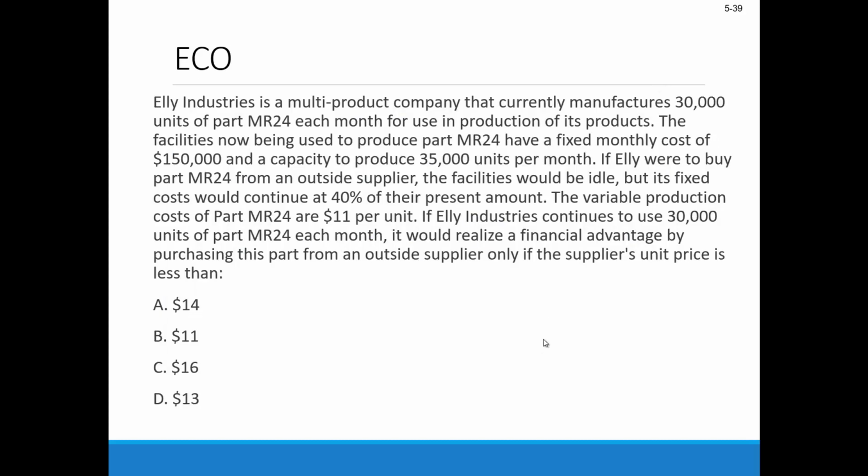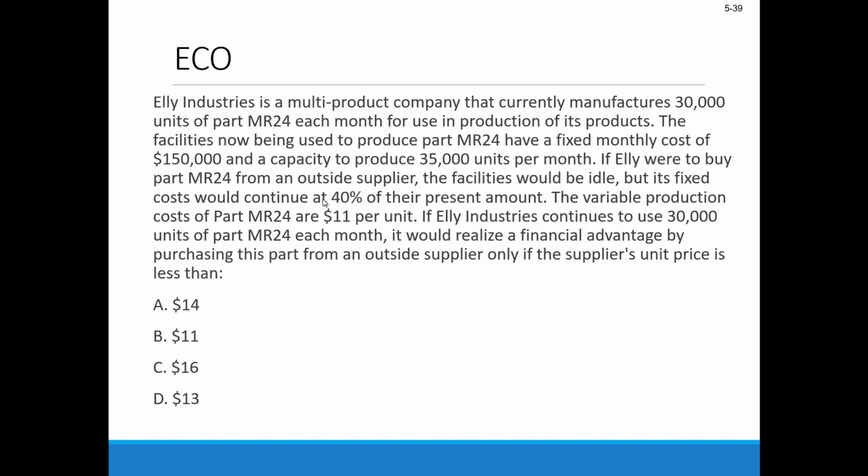So let's try a practice problem here. It's not as bad as it looks. Ellie's a multi-product company that currently manufactures 30,000 units of this component part MR24. The facility now being used to make it has a fixed monthly cost of $150,000 and a capacity to make 35,000 units a month. If we were to buy that part from an outside supplier, the facilities would be idle, so it'd just be sitting there empty, not doing anything with it.